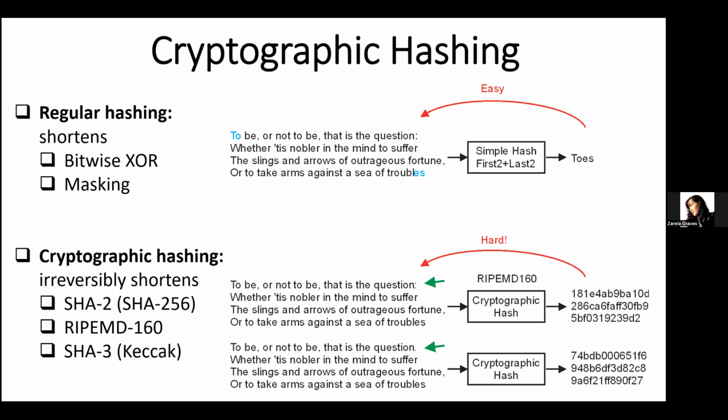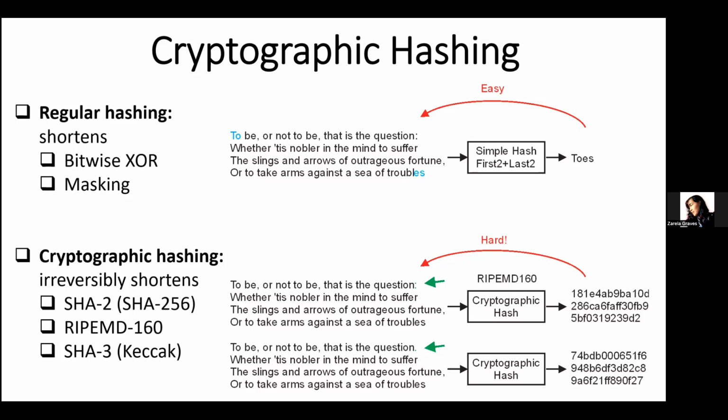All this hash does is it takes the first two and the last two characters in a string, and that's the hash. So like if you take Hamlet's soliloquy there, to be or not to be, blah, blah, blah, it ends in troubles. So that hashes to toes, first two and last two, right? Simple hash. And this could actually be useful, this hash. But there's two things that this traditional hashing does that we don't want and that cryptographic hashing doesn't have.